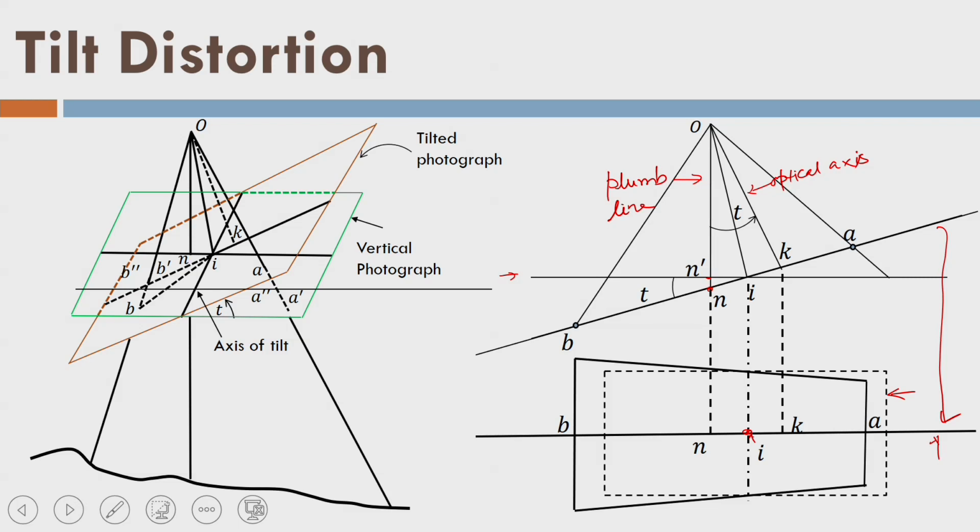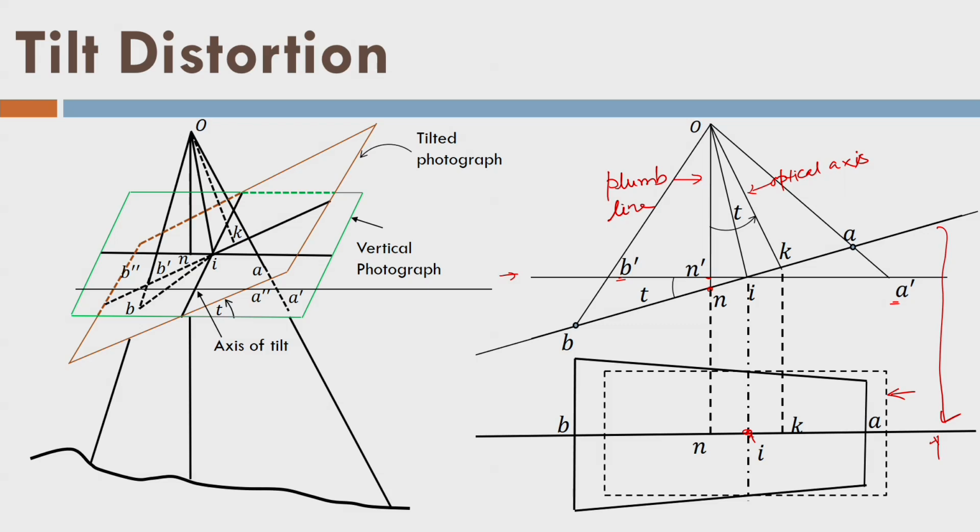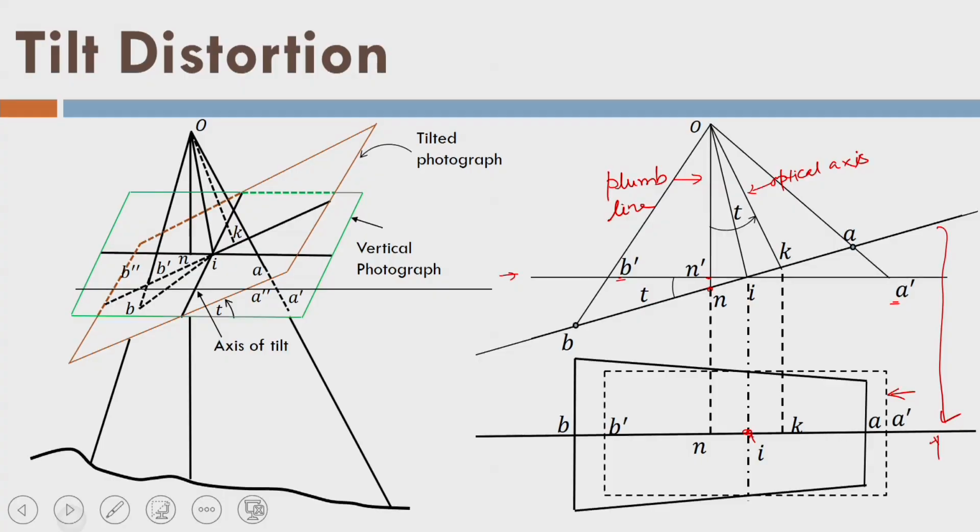Now, I am connecting the exposure station with the points A and B on the tilted plane. So, these are the points A dash and B dash, which are the images if we have taken the vertical photograph. In fact, we are trying to derive what the distortion is. That means, if the photograph was vertical, I could have got A dash B dash, but now the real points are A, B on the tilted photograph, and as a result I want to find out the distortion from points A dash and B dash because the photograph is tilted. So, this is my A dash and B dash, okay.